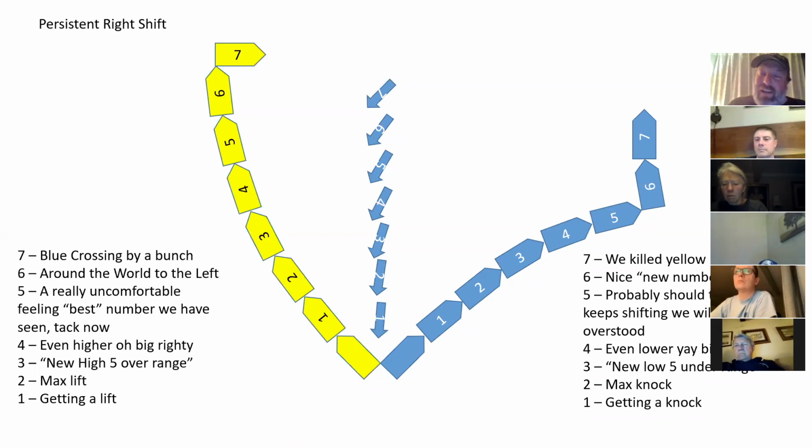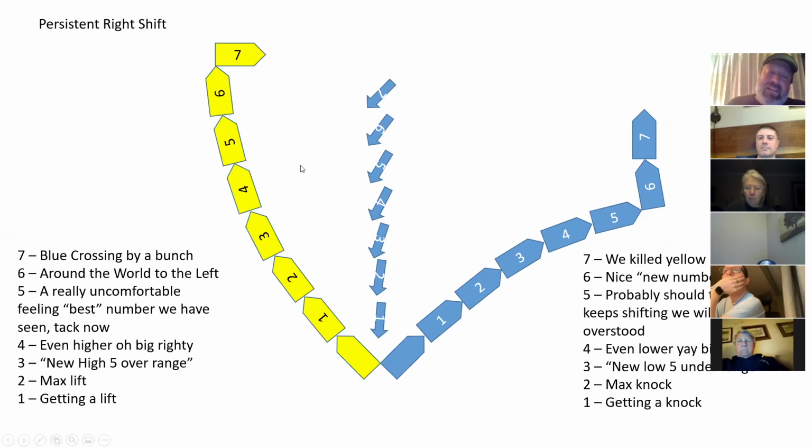Pretty much, and it's so hard to do. So when you've seen the highest number you have for the day, you're getting the best lift you have for the day, tack. Now that sounds counterintuitive. It took me years to be able to pull the trigger on that, but every time I've actually done it, it's paid off. So when you get to three, new high, five over range, if you tacked at three, would you take advantage as much as the blue boat? No, but you would not nearly be in as bad a shape as you are if you kept going.